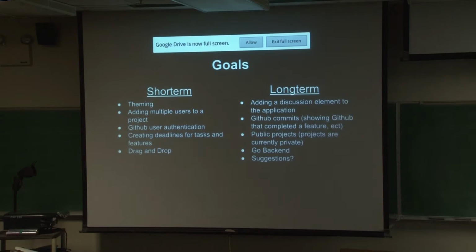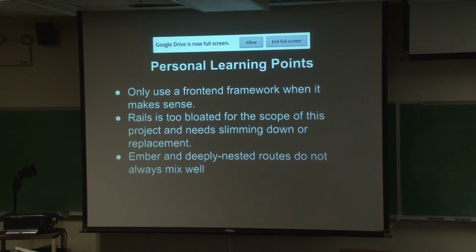So it's really cool. Here are some long-term goals. Adding a discussion element to the application, basically a little feed that says, this is what we're thinking about adding to our project. GitHub commits would be really cool, saying, here we finished this feature, and this is the commit that shows we did it. Public projects, which are currently private. Working in a Go backend, which I've been looking into because Rails is kind of loaded for the scope of this project. And suggestions, of course. If you have any questions, feel free to ask them.